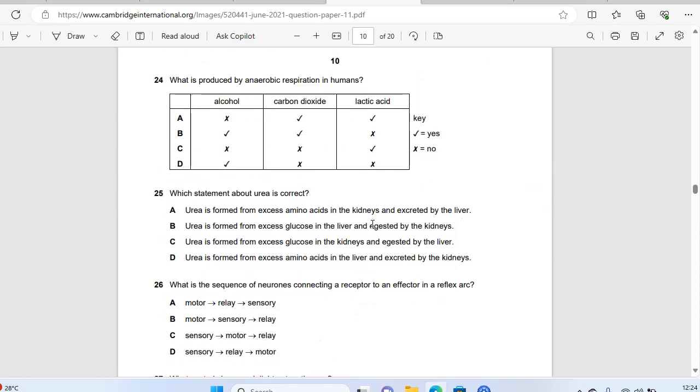24. What is produced by the anaerobic respiration in humans? Anaerobic respiration. So what is going to be the right answer? Only lactic acid is produced. No alcohol is produced during lactic acid fermentation. So the answer is C.